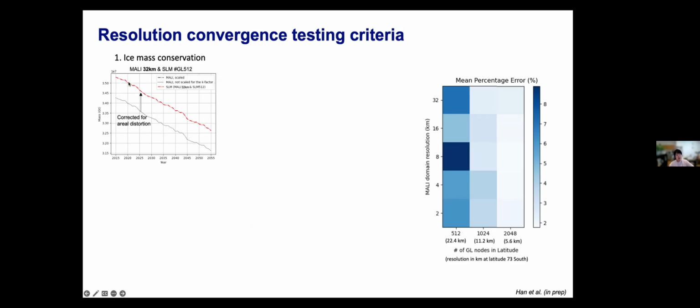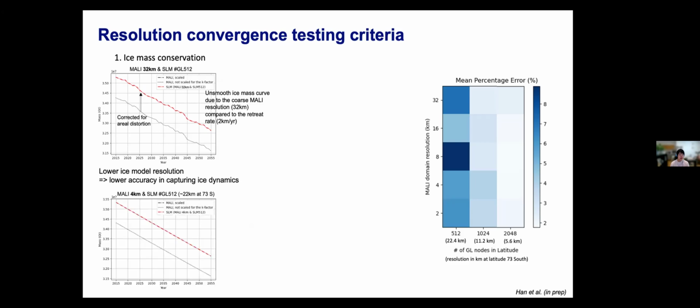But you can see that there is this wiggle, because the spatial scale of ice retreat is so much smaller than the scale of the mesh. So when your ice sheet is retreating, the pattern is not smooth, and the MALI resolution is just not capturing that very well. Lower ice model resolution compared to the rate of retreat causes lower accuracy in capturing ice sheet dynamics. When I then increase the MALI resolution to 4 kilometers, you can start seeing these very linear changes in ice, which is what we want to see.